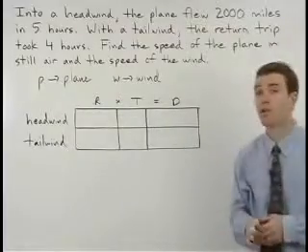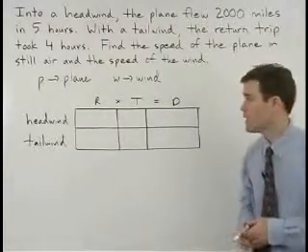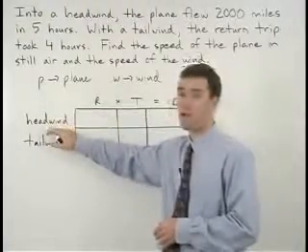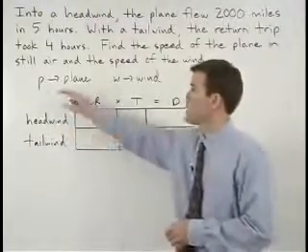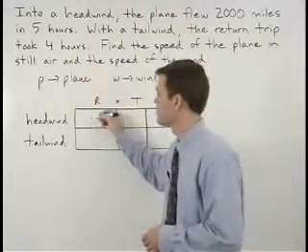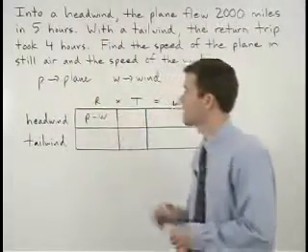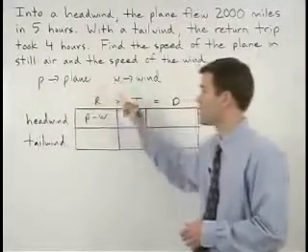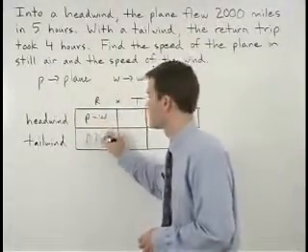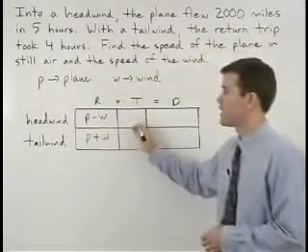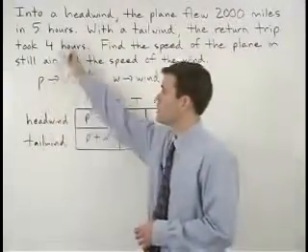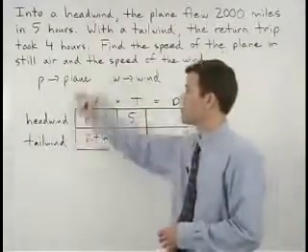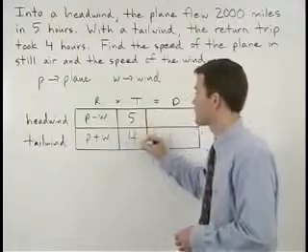then remember from the previous example that we can represent the speed of the plane into a headwind as p minus w, and the speed of the plane with a tailwind as p plus w. The time for the headwind trip is 5 hours, and the time for the tailwind trip is 4 hours.